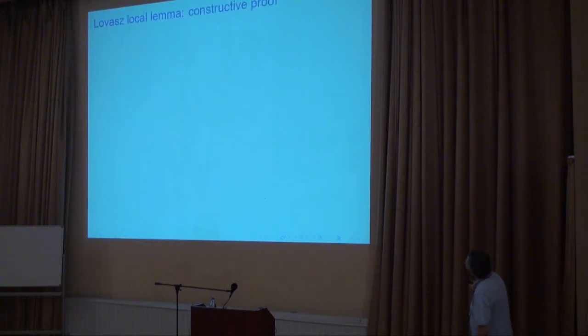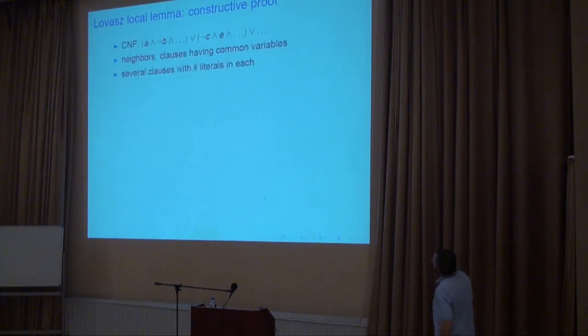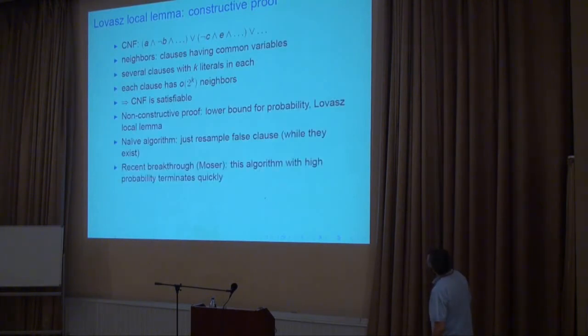I just want to show briefly the remaining examples, and they can be found in the proceedings, which happily are now here. There is the Lovász local lemma, which says that if you have a CNF with the property that the clauses are not very dependent, so each clause has k literals, but each clause has only O(2^k) neighbors.